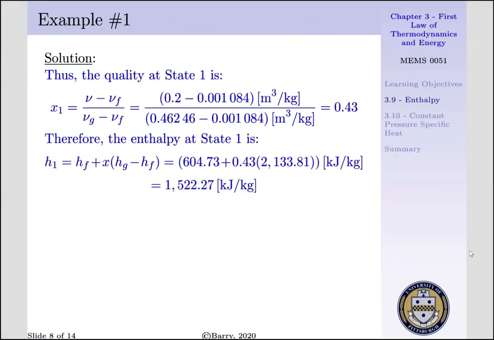Our enthalpy at state 1 is equal to our saturated liquid specific enthalpy plus our quality times the difference of our saturated vapor and saturated liquid specific enthalpies. Or we'd have an enthalpy of 1,522.27 kilojoule per kg.